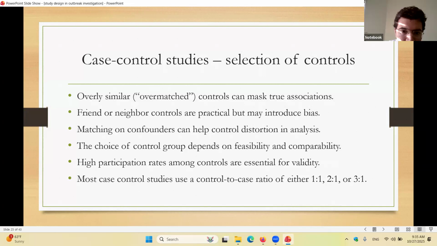The choice of control group depends on feasibility and comparability. High participation rates among controls are essential for validity. Most case control studies use a case-to-control ratio of either 1 to 1 or 2 to 1 or 3 to 1.